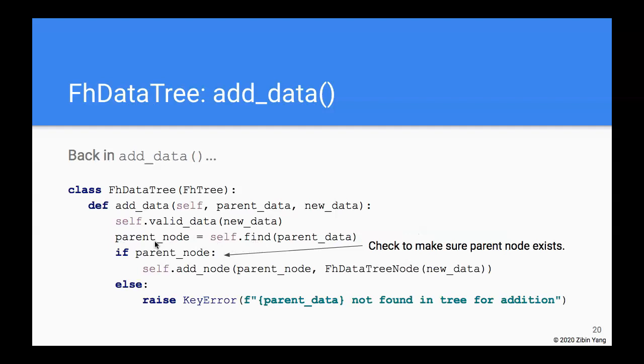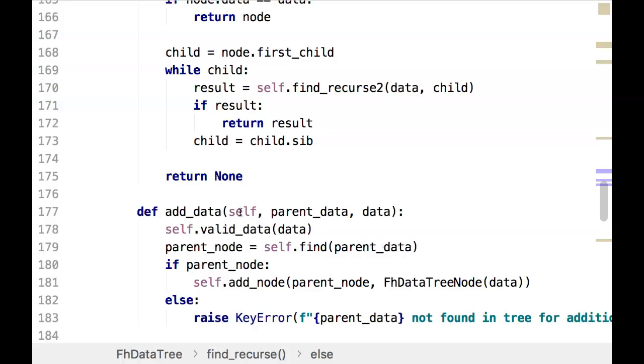So we'll assign that value to parent node, and if the parent node is not none, then we can do the add node thing. Otherwise, in our implementation, we'll choose to raise a key error to tell the client that, hey, we cannot find the piece of data, so we cannot attach the new data to the node that contains the parent data. So this is what I've already typed out here.